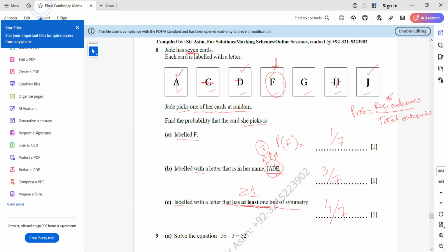Okay, let me repeat it. A has got this one line of symmetry. You can have this one, then this one. A has got one line of symmetry. C has got one line of symmetry. Then D has got one line of symmetry. But H has got two lines of symmetry, like this and even like this.